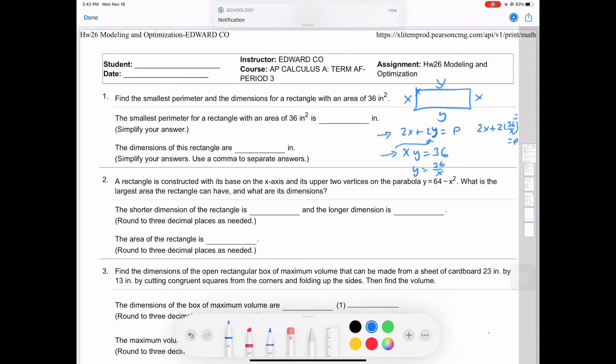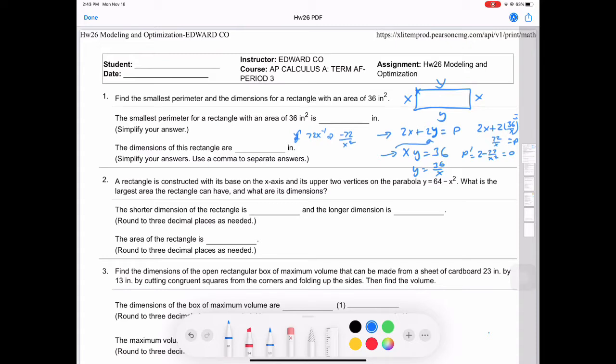And now we can solve for P prime, which is our derivative, and we're going to go ahead and take the derivative of this guy, which would be 2 plus, okay, this is 72 over x, being rewritten as 72 x to the negative 1, that's the same idea. The derivative of this is negative 72 over x squared. So it becomes a negative 72 over x squared because we took the derivative. And we're going to make that equal to 0 to look for its critical points.